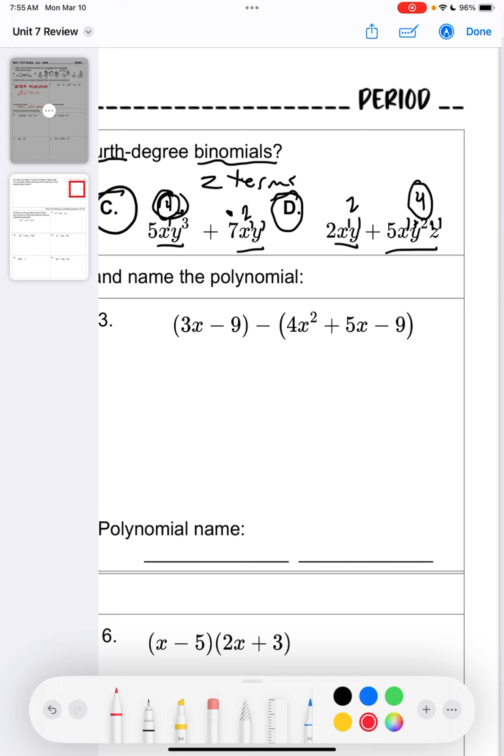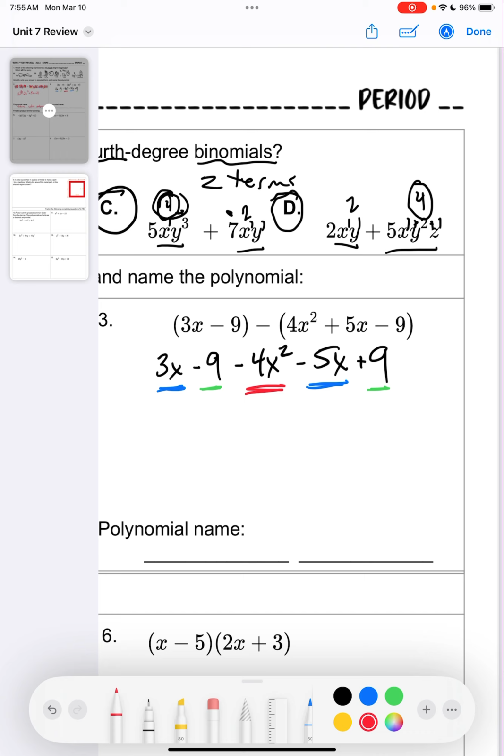We slide over. This one's subtraction. So my suggestion when we did subtraction was rewrite this, except everything in the second parenthesis is going to switch signs. So 4x squared becomes negative, 5x becomes negative, and negative 9 becomes positive. And now, again, it's just an exercise in combining terms. So we've got some x's, I've got some x squareds, and I've got some constants.